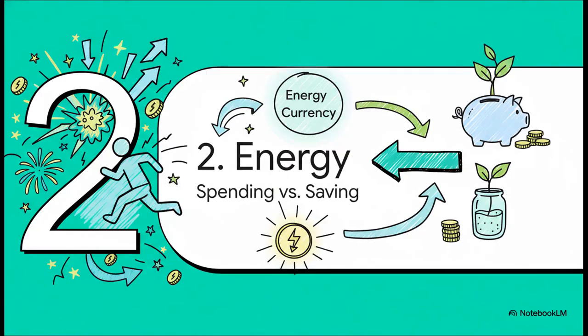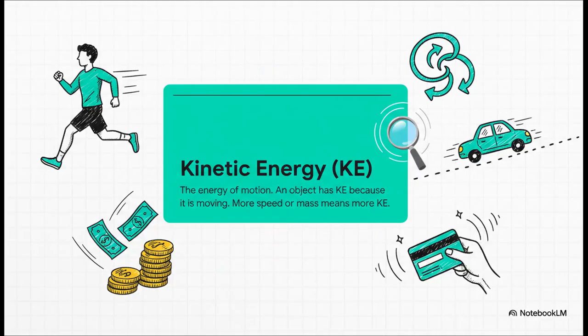All right, so work is how we move the money around. But where does the money go? Like, what kind of accounts can we keep it in? Well, let's break down the two big ones. Think of it as your spending account versus your savings account. First up, we've got kinetic energy. This is the energy of doing stuff, the energy of motion. In our little economy analogy, kinetic energy is like the cash in your wallet. It's right there, ready to be spent. It's active. It's happening right now.